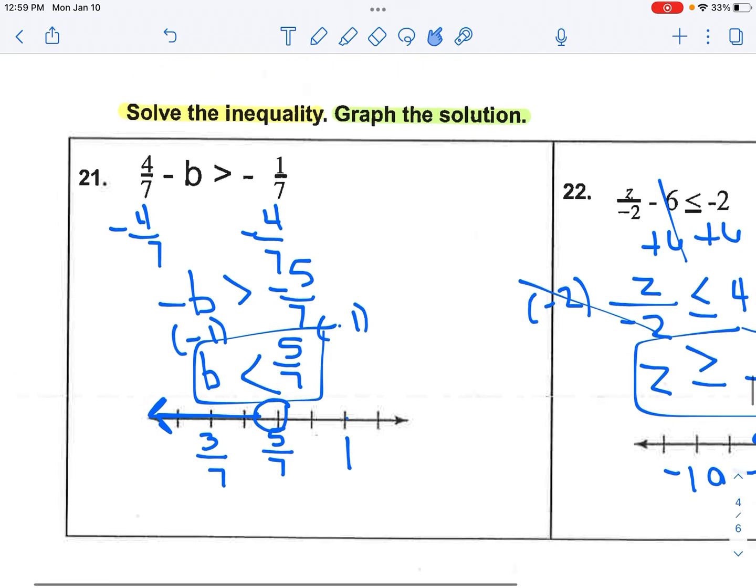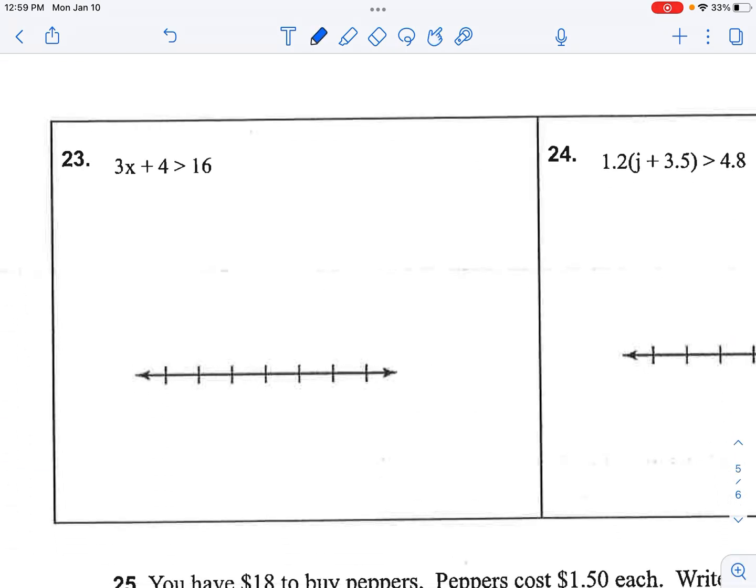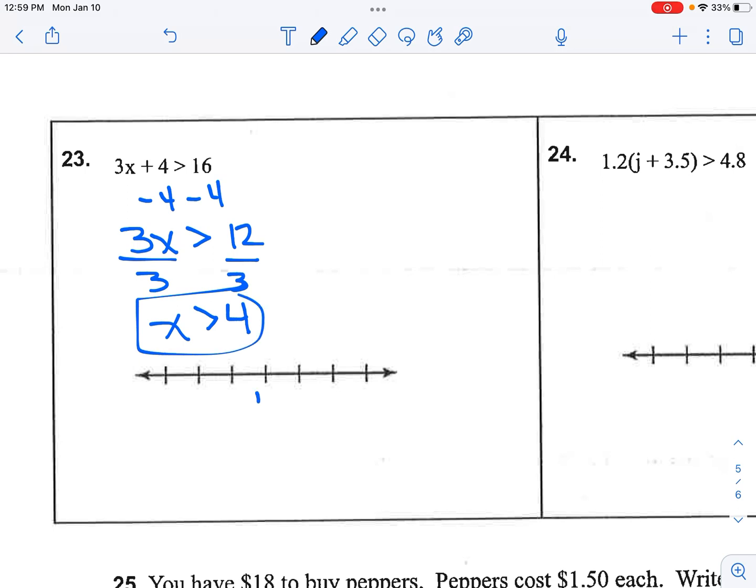Same directions as above that said solve the inequality and graph the solution. Minus 4, so 3 times what is greater than 12? Divide by 3, x is greater than 4. Your solution goes in the middle. Put one number to the right and one number to the left. Open circle at 4, pointing to the right.